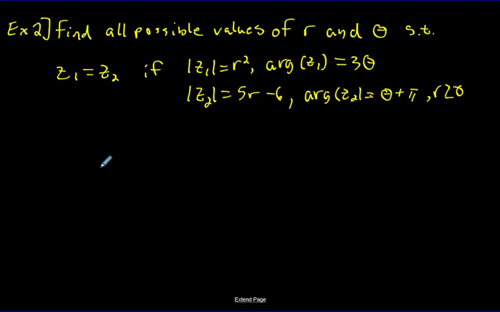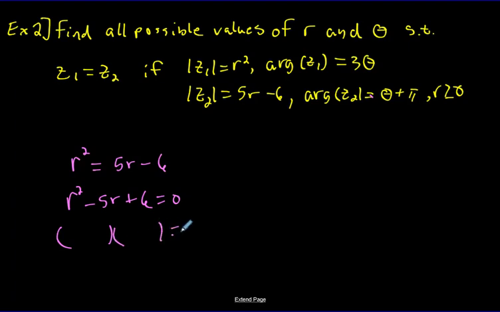So the modulus is going to end up being r squared equals 5r minus 6. I can solve this equation by subtracting everything to the other side. I get r squared minus 5r plus 6 equals 0. This factors nicely for us. I get r minus 3 and r minus 2. So my r can be either 2 or 3 to make this true. In this situation our modulus has to be either 2 or 3. Those are two possible answers.